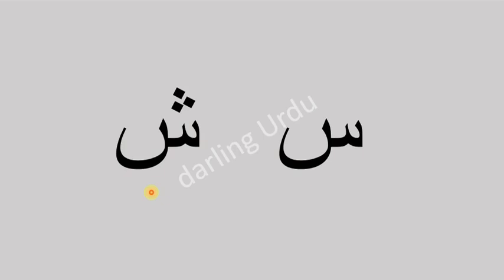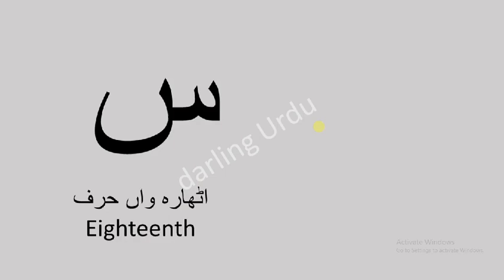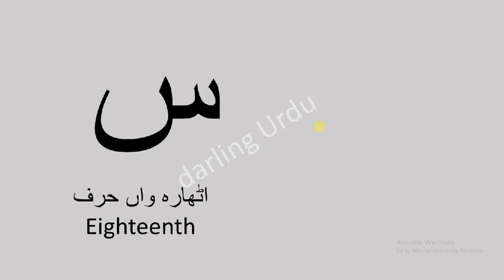You can see there is nothing on top of seen, and there are three dots on top of sheen. The arrangement of dots is like this: one dot is above and two dots underneath this one dot. So this is sheen. This is the 18th letter, and how can you write it? I am telling you now.